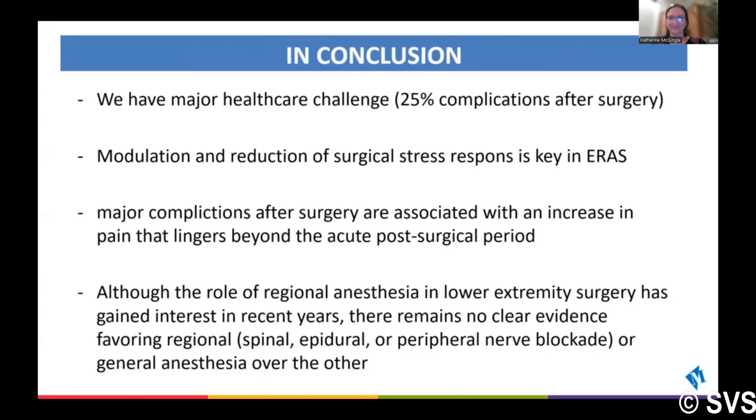Although the role of general anesthesia or regional anesthesia in lower extremity surgery has gained interest in recent years, there remains no clear evidence favoring regional, spinal, epidural, or peripheral nerve blockade, or general anesthesia over the other.